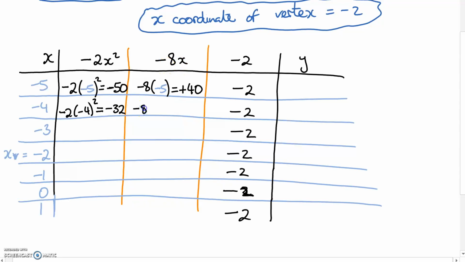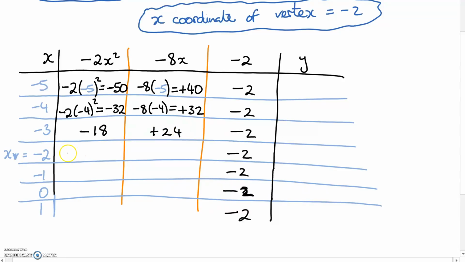Minus 8 by negative 4 is going to be plus 32. So this is going to be, in here now, negative 3 squared is 9. 9 by minus 2 is minus 18. In this column we have minus 8 by minus 3 is plus 24.